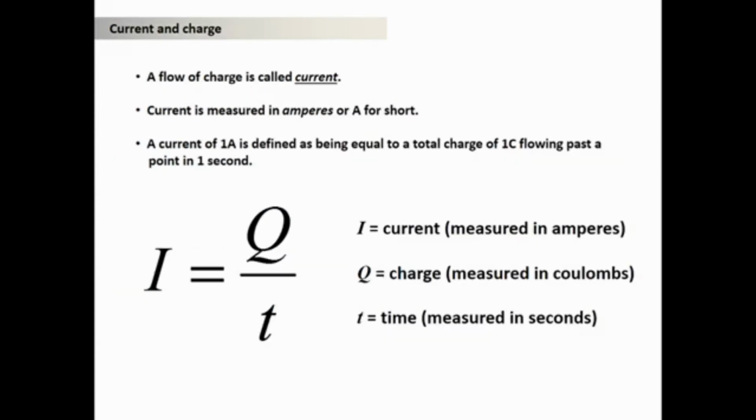A flow of charge is called current. Current is measured in amperes, or amps, and is shown by capital A for short. A current of 1 amp is defined as being equal to a total charge of 1 coulomb flowing past a point in 1 second. Therefore, you can write the equation I equals Q over T. Q is the charge measured in coulombs, T is time measured in seconds, and I is current measured in amps, or amperes.